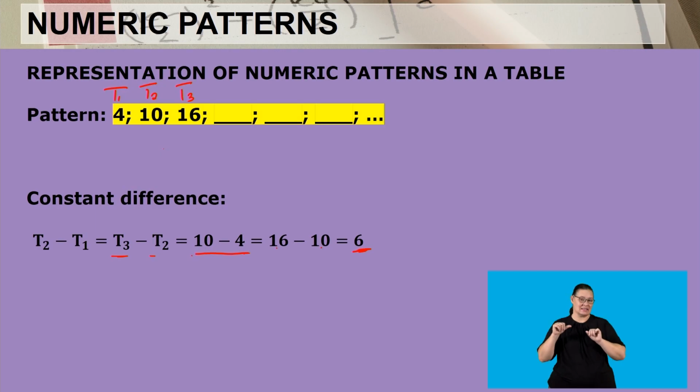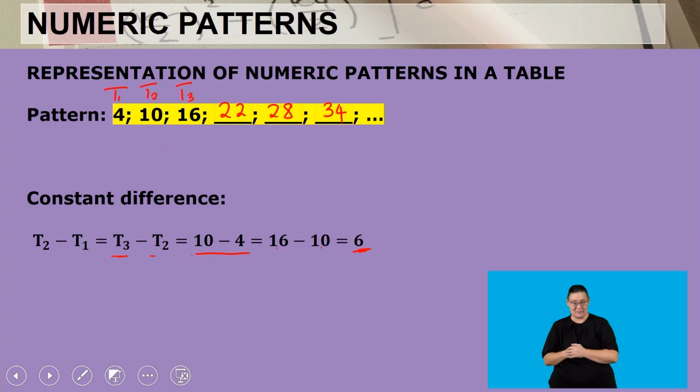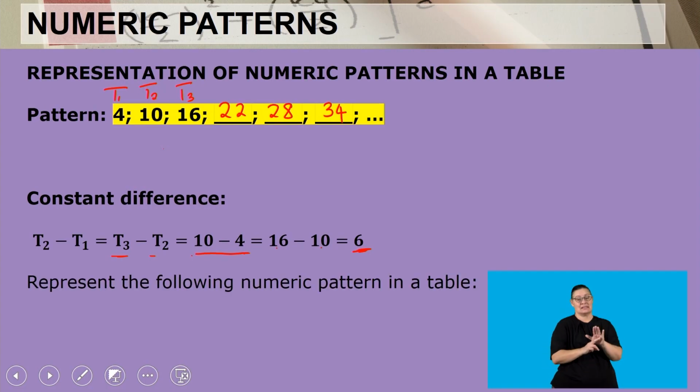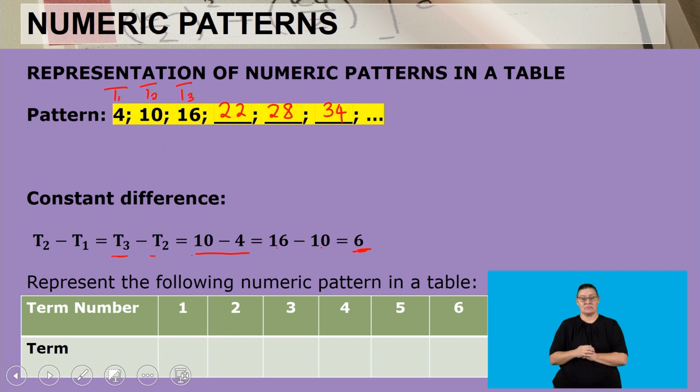Now, if you remember, the next three terms in this sequence were 22 and 28 and 34. We obtained these numbers by using that constant difference of 6 that we found. Now, let's represent these numbers in a table. So here is the table, and we are going to represent these numbers in this table.